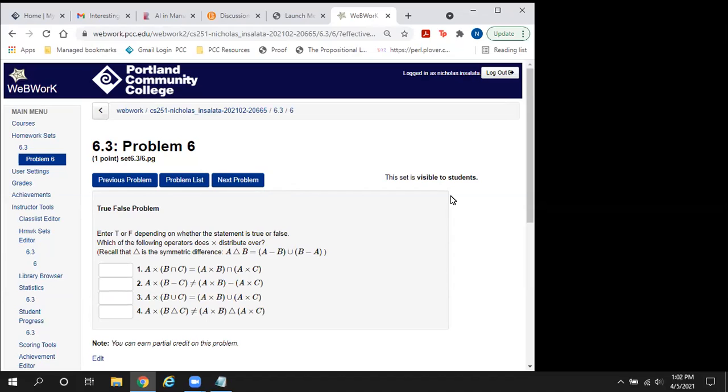We've got some web work questions here, 6.3 numbers 6, 9, and 10. So what do you guys think about this? We've got some questions here about set difference, intersection, and union, along with some cross products, right? So what do you guys think?